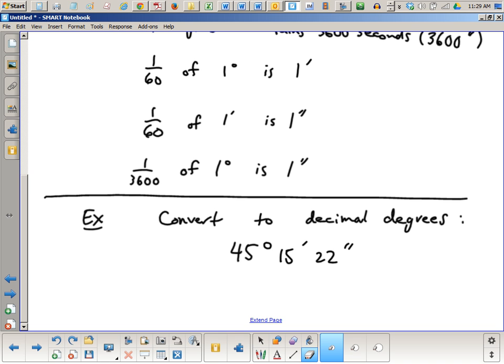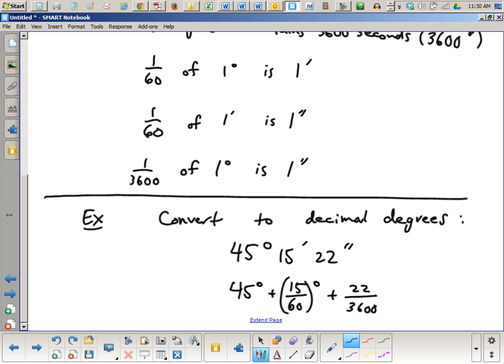What does this mean? 45 degrees, 15 minutes, 22 seconds. It just means a little more than 45 degrees. Okay, so it literally means this. It means 45 degrees plus another 15/60ths of a degree plus another 22/3,600ths of a degree. That's what it means.